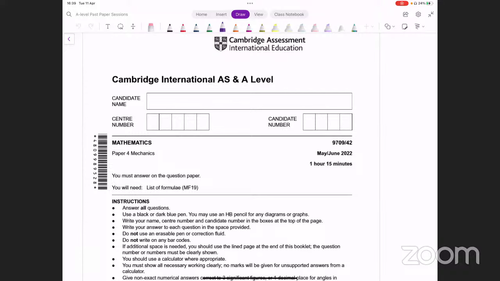So this is the paper that we're doing today. This is May-June 2022 paper 4 variant 2.